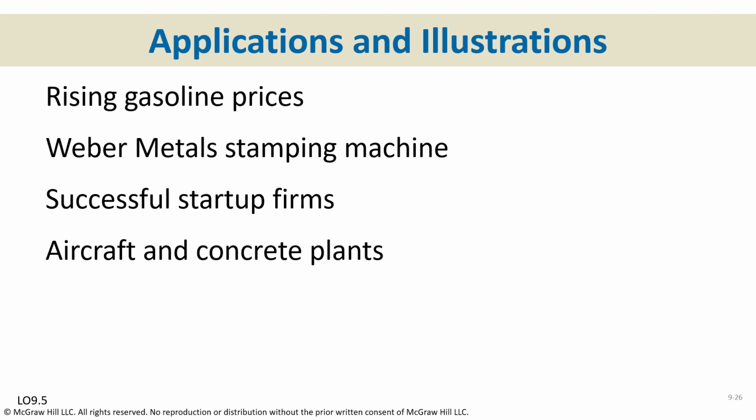Startup firms have been successful by lowering their ATC as they increased output and achieved economies of scale. This spreads out R&D and advertising costs over a larger number of units. Some examples of these types of firms are Starbucks, Microsoft, and Google.